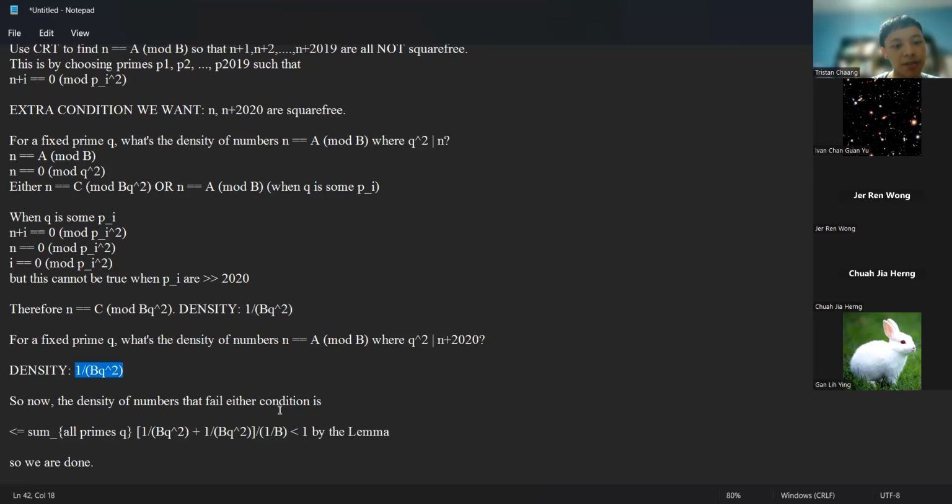So the density of numbers that fail either one of them, you just add them up, divide by 1 over B, and use that condition of the reciprocals of primes lemma. It's less than 1/2. So this is less than 1. So that means there are numbers that are not prohibited by any Q. And that means those numbers are square free.